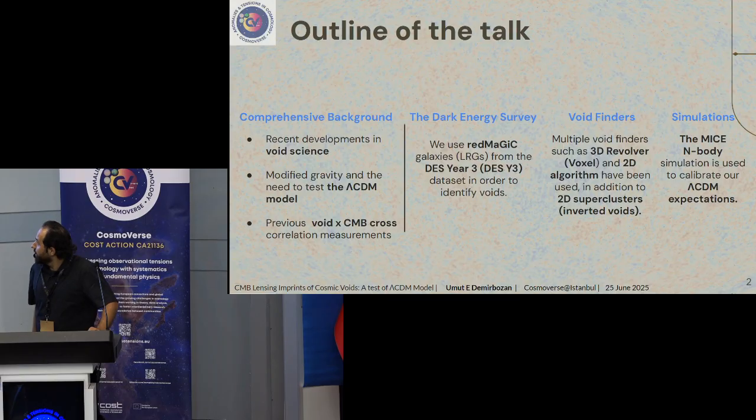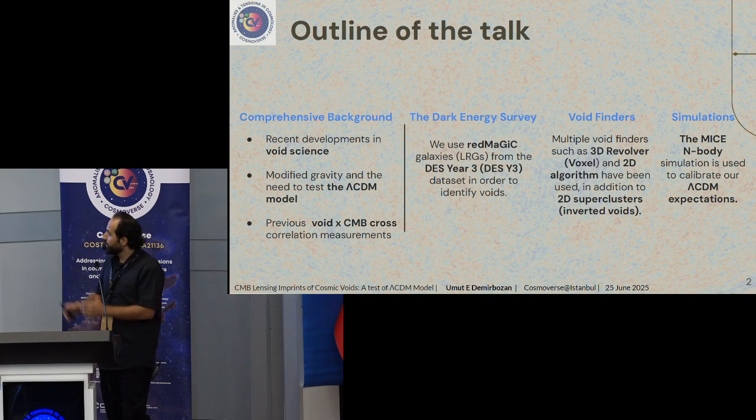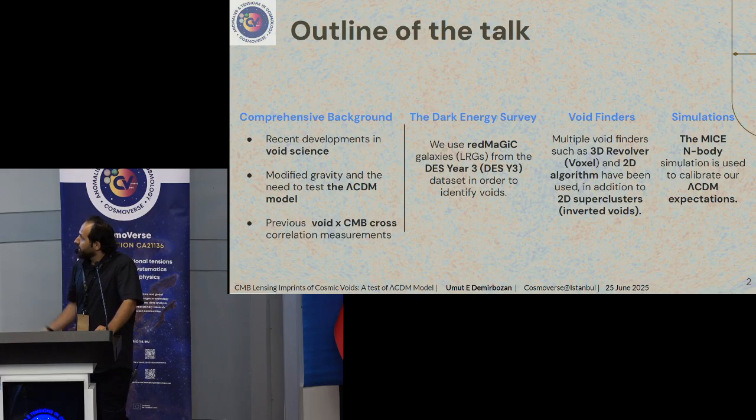Let me start with the outline of the talk. I'm going to give comprehensive background and developments in void science. Then I'm going to focus on modified gravity and the need to test lambda CDM. Then I'm going to refer to previous void CMB cross-correlation measurements, including ISW and CMB lensing.